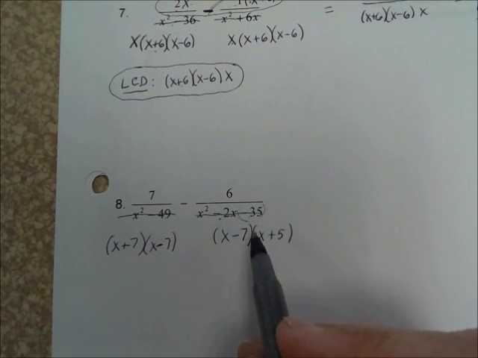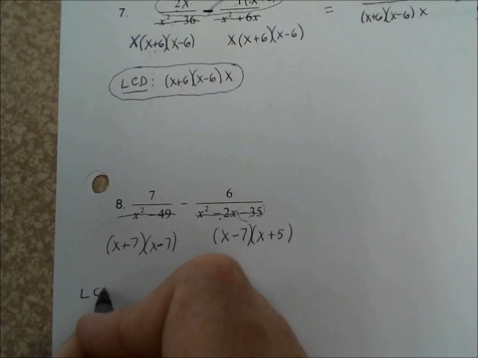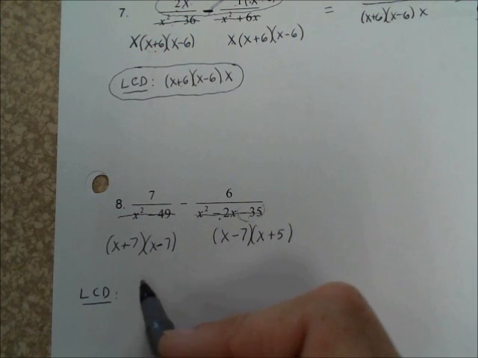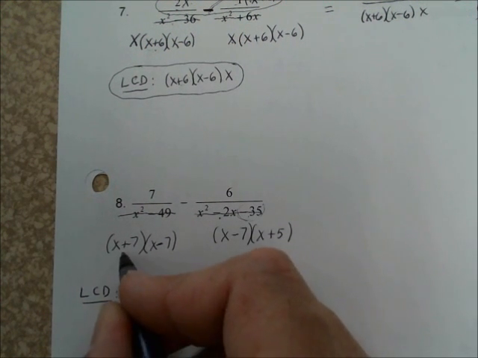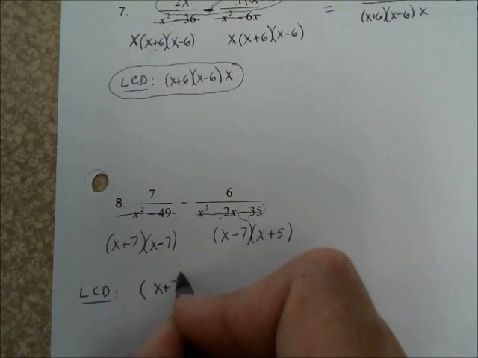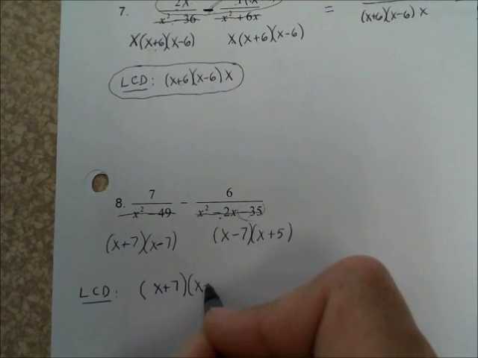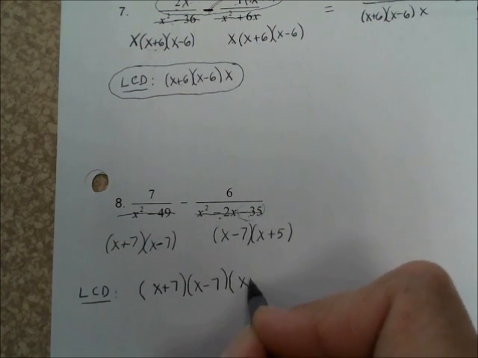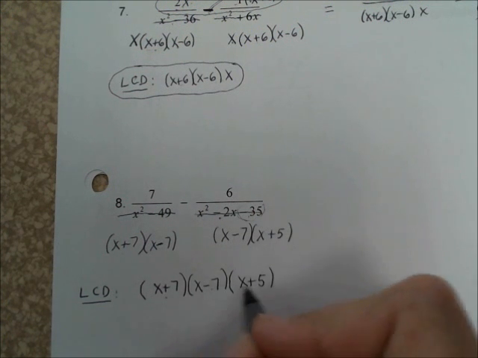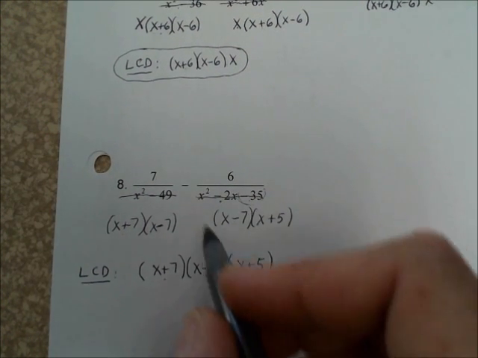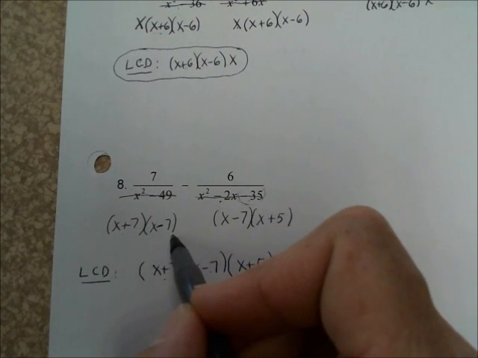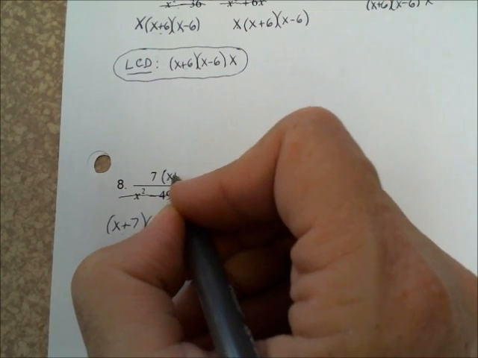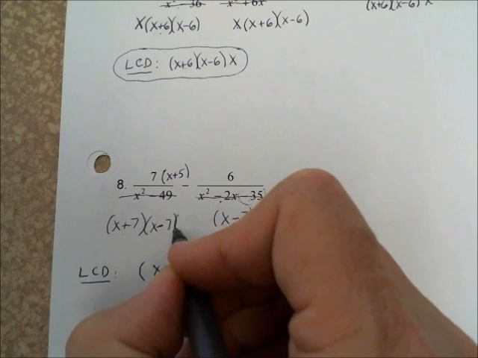After we get the denominators completely factored, let's write out our LCD. And our LCD will have all of these factors, but if it appears twice, you only have to write it once. So our LCD will have this x plus 7 in it. It will have this x minus 7 in it. You don't have to write this again. We already wrote it once. And then it'll have the x plus 5. So this one has 3 factors in the LCD. And now we take a look at this denominator, and which one is it missing? It's missing the x plus 5. So let's multiply the top by x plus 5 and the bottom by x plus 5.